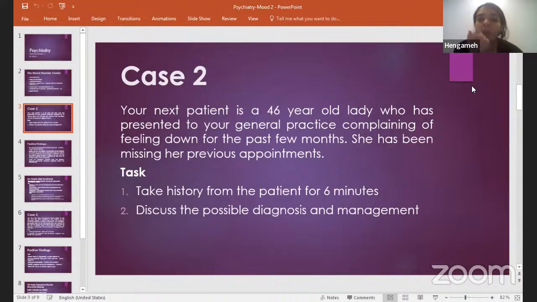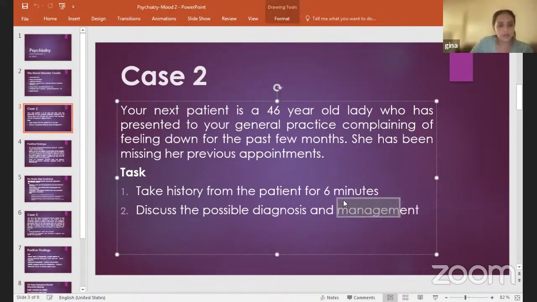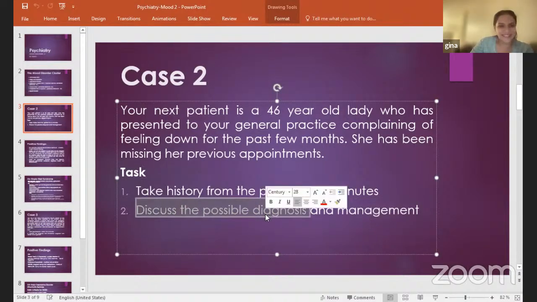One thing that I forgot to mention in the structure, because there was management, obviously it's best to ask insight, cognition and judgment. But if you're running out of time, you can skip those. Which one? Sorry. Insight, cognition and judgment. Yeah. I think you did skip. Yeah. It's all right.